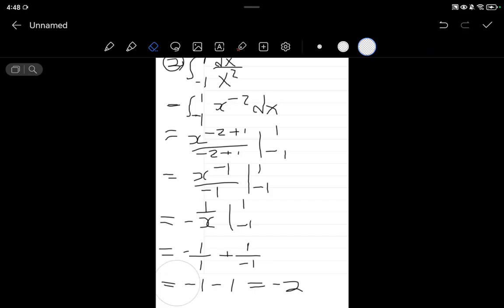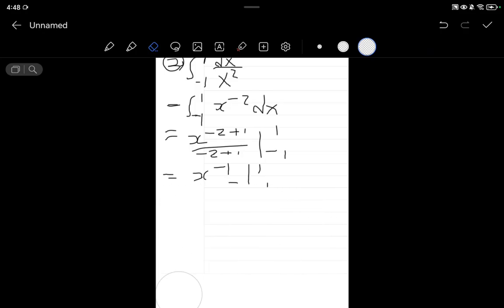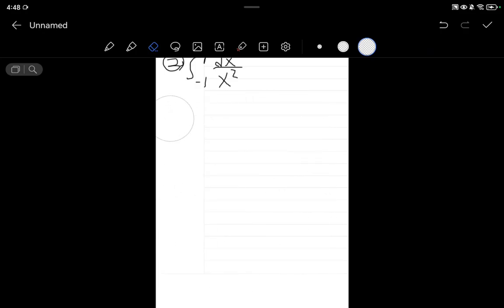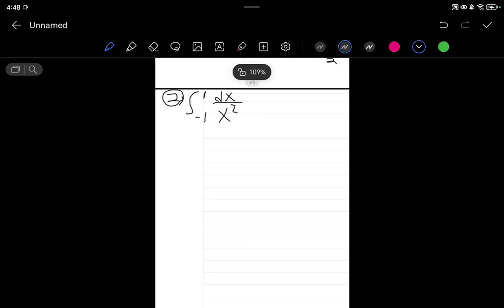So we know the answer is -2. Yes. The question is, how can we get there using improper integrals? Now we have -1 to 1. So for us to do this, we need to find the number in between -1 and 1. That number is C, which is -1 plus 1 over 2, which is what? 0. You see, right?